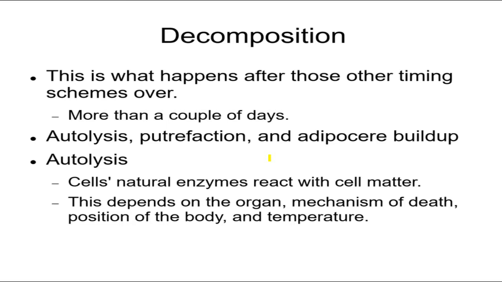Now, cells have enzymes, the body has enzymes, and they work on what they're supposed to work on because they're controlled. Once at death, the enzymes are still there and they're not controlled, so they react with the cell matter, not just what they are given when the body's alive and the cell is alive. So the body sort of decomposes that way when the cells kind of digest themselves. And they do it at a certain rate. This depends on the organ, the mechanism of death, what was exposed, what was not exposed, the position of the body, and of course the temperature.